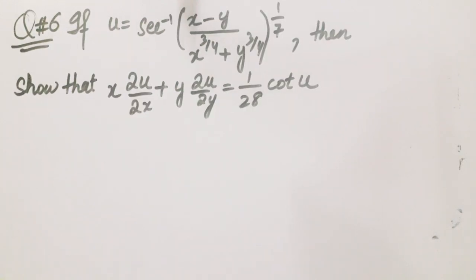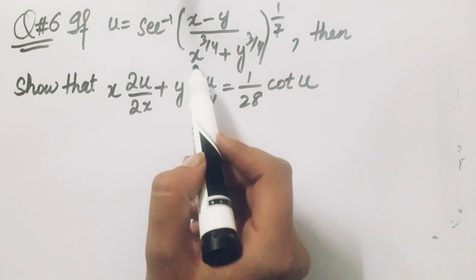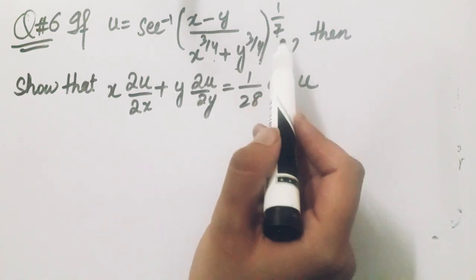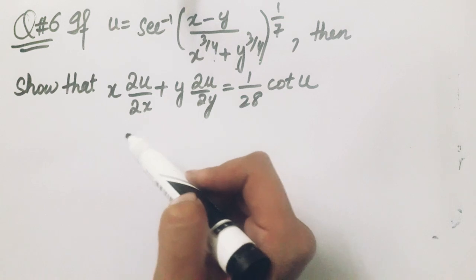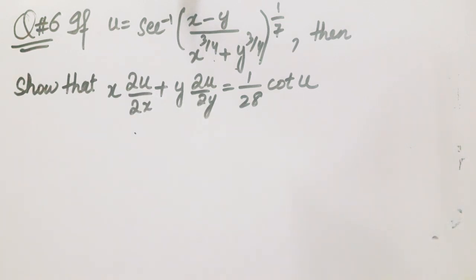Now the last question is: if u is equal to secant inverse of ((x^(3/4) minus y^(3/4)) over (x^(3/4) plus y^(3/4))) to the power 1/7, then x ∂u/∂x plus y ∂u/∂y is equal to 1/28 cot u. So we have to find this in a very easy and simple way. So we will solve this question.